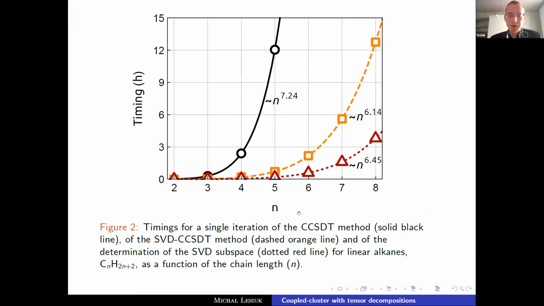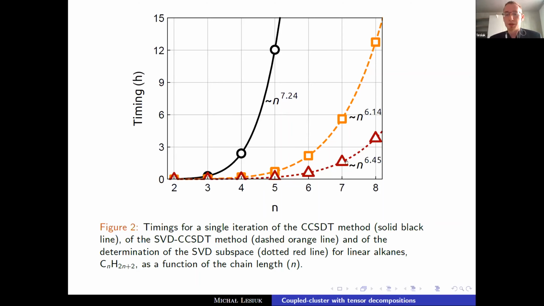Okay, to prove that, again, these are the timings of CCSDT and SVD CCSDT. So the black curve is CCSDT. This is also for linear alkanes. So n equal 2 is ethane, n equal 3 is propane, and so forth. So this is the timing for a single iteration. And the black curve is CCSDT. It should be n to the 8th, but I managed to calculate CCSDT only up to n equal 5. So this scaling is maybe not fully asymptotic. And this is compared with the scaling of SVD CCSDT. And this is again fitted.